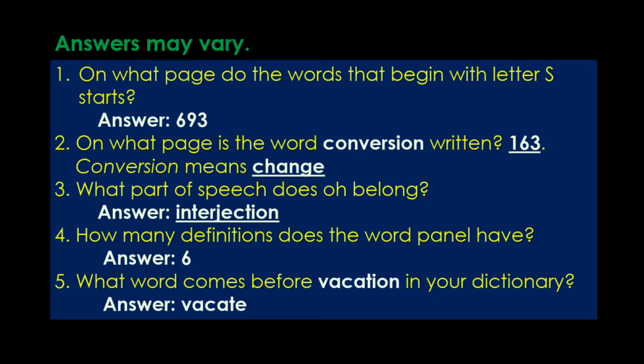Let's move on to number 2. On what page is the word conversion written? Conversion is written on page 163, and conversion means change. For number 3, what part of speech does O belong to? We should have the same answer here: interjection. Number 4, how many definitions does the word panel have? In my dictionary, it has 6 definitions. And number 5, what word comes before vacation in your dictionary? The word that comes before vacation in my dictionary is vacate.